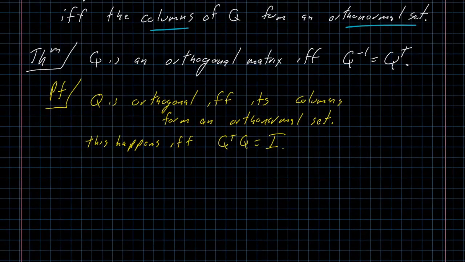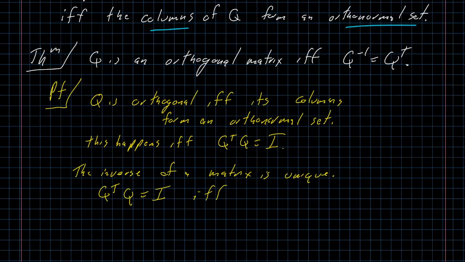Thinking back to things we've proven before, the inverse of a matrix is unique. The only way you can multiply some matrix A times Q and get the identity matrix is if that matrix A is Q inverse. That means that Q transpose times Q is equal to I if and only if Q transpose is equal to Q inverse.